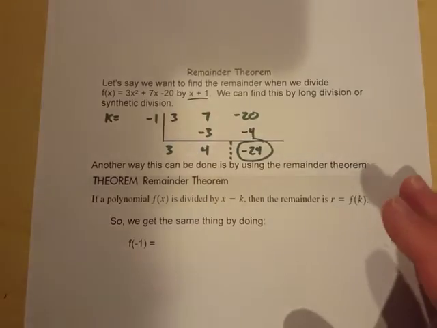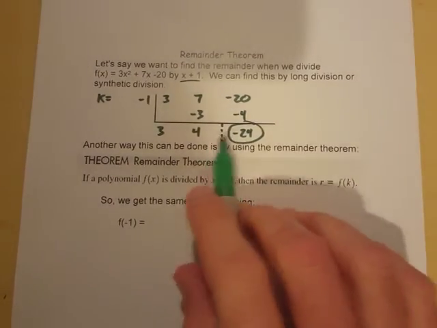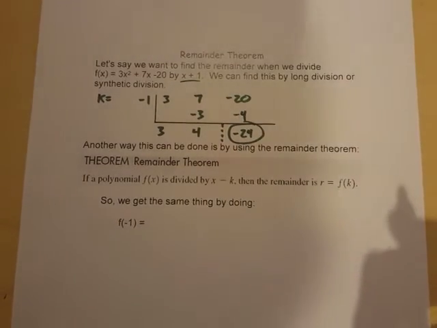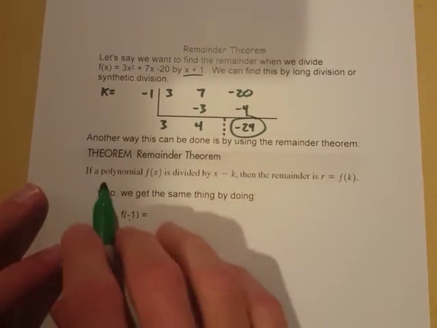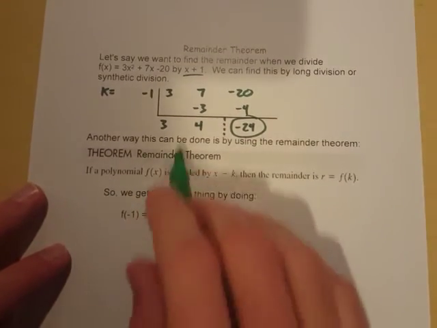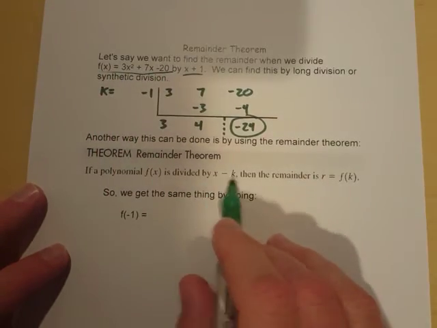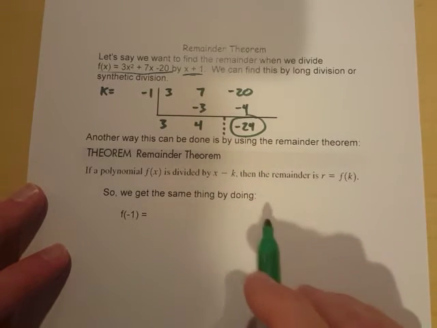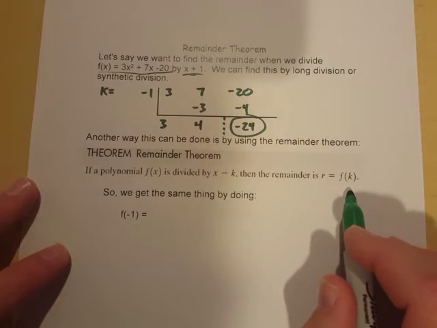We're going to talk about this remainder theorem, which is an alternate way of determining the remainder here. It's going to give us the exact same thing, just a different way to do it. And so notice what the remainder theorem says. It says if a polynomial f of x, that's this right here, is divided by x minus k, all right, there's the x plus 1, that represents that, then the remainder r is f of k.